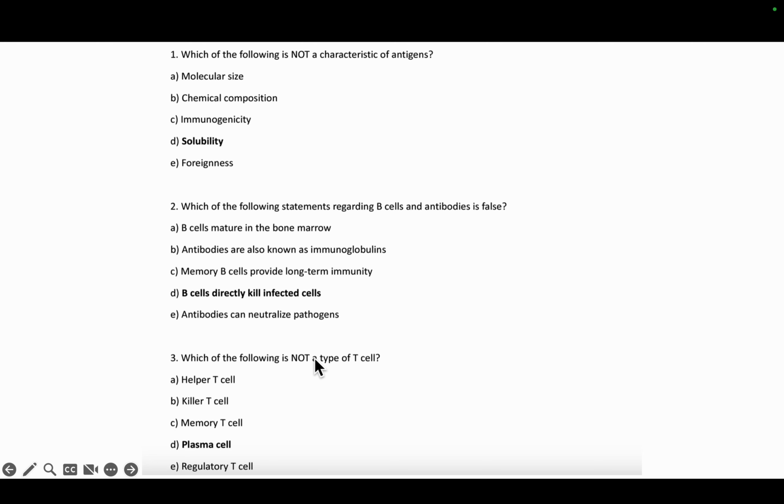Which of the following is not a type of T cell? Helper T cell, killer T cell, memory T cell, plasma cell, regulatory T cells. So the answer is plasma cells, because plasma cells is not a type of T cell, rather it's a type of B cell.